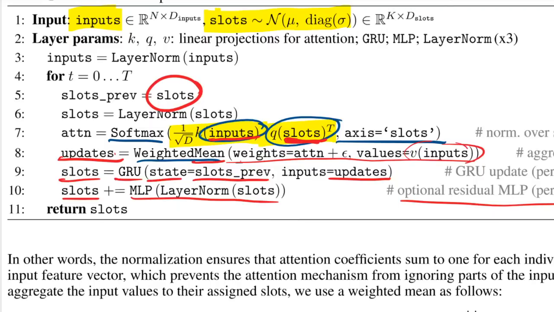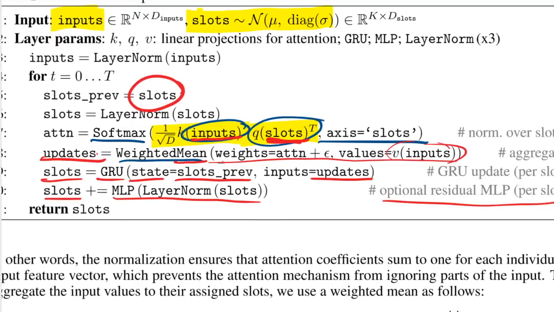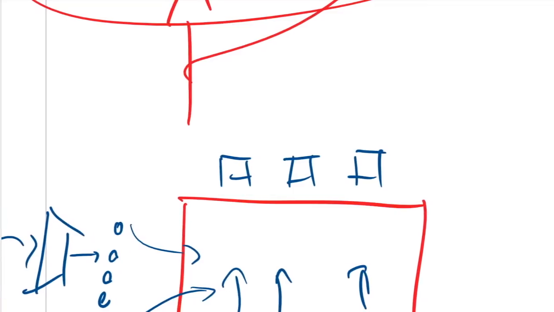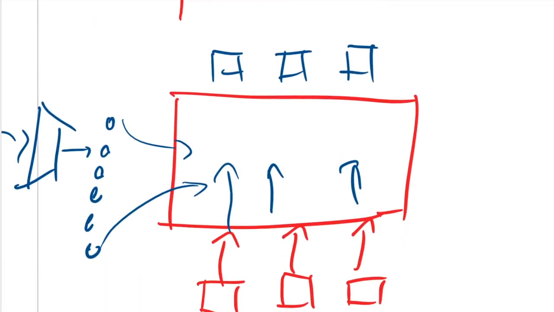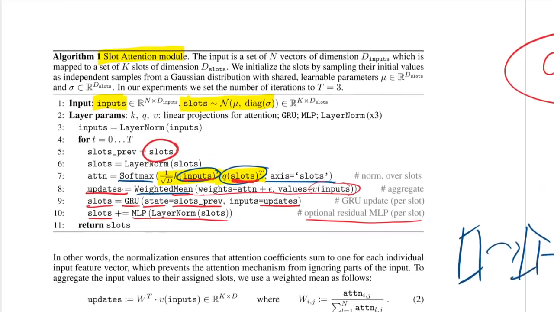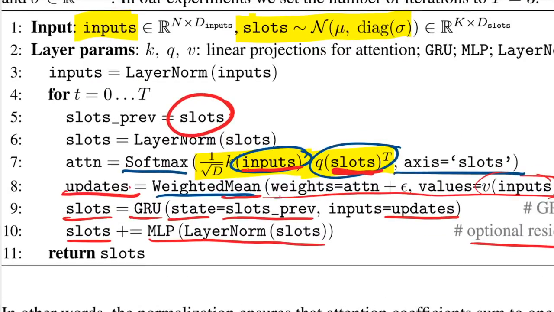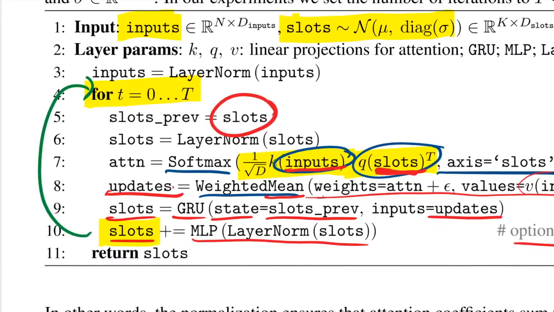This is a fairly complicated thing, but if you think of it, it is just a transformer. So what they describe here, the purpose of this GRU here, of course, is that the GRU is a recurrent unit. And you can see right here that they do this multiple times. So once you start with the random slots, right? But then you update the slots and you go again.